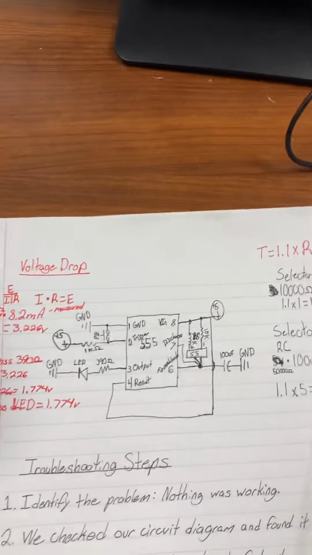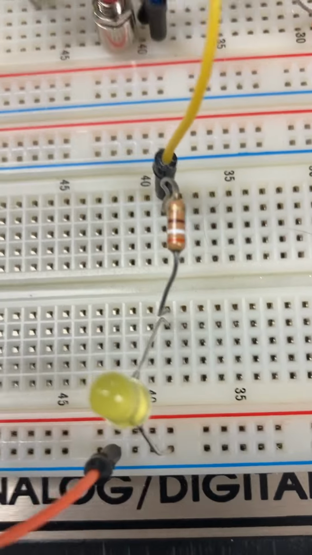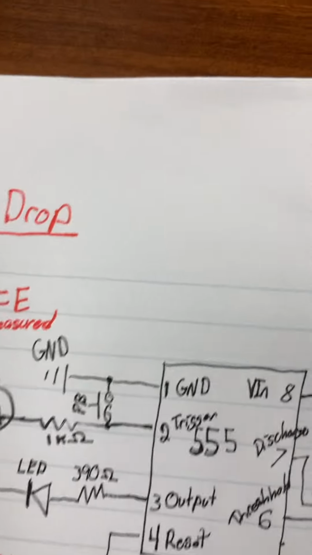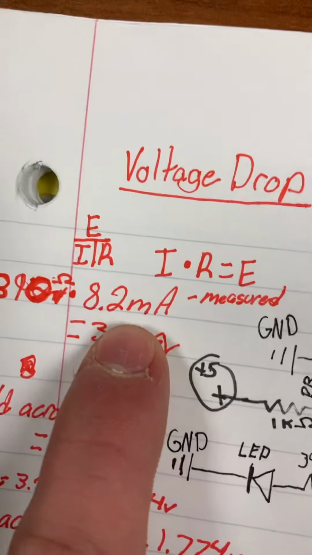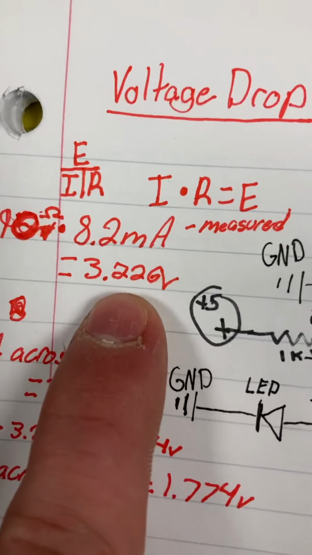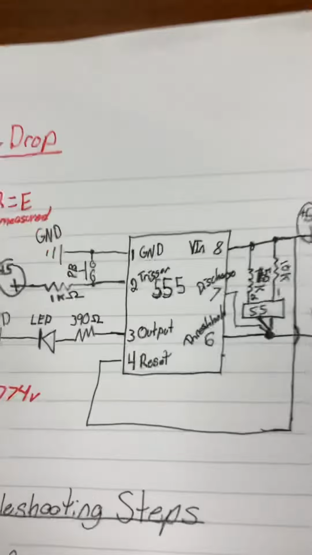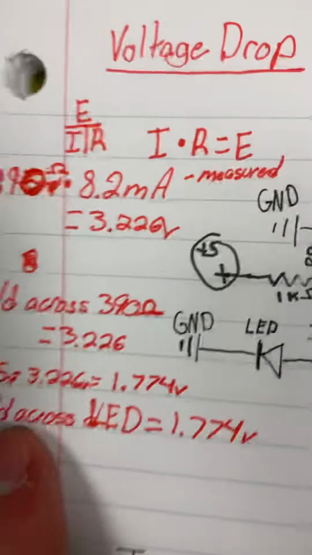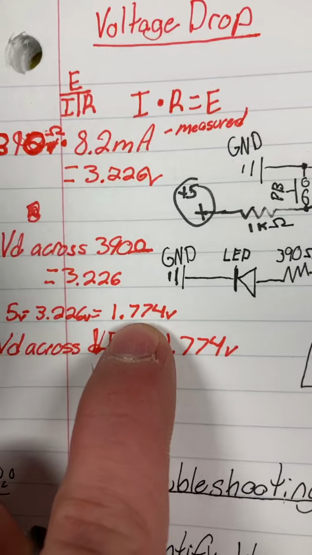So the first thing we did is we calculated the voltage drop on the resistor that goes into the LED. So we just used E equals I times R, which is right here. So we got the 390 ohms times the 8.2 milliamps, and we get the 3.226 voltage drop across the resistor. And we simply took 5 volts minus that, and we got the voltage drop across the LED, which is the 1.774.